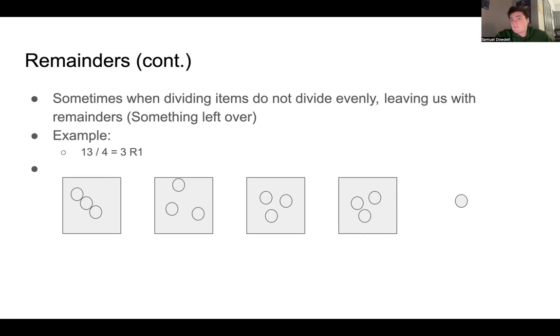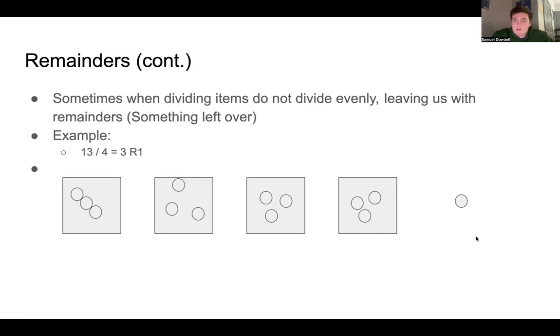If we have 13 cookies and want to divide them among 4 people, we can give each person 3 cookies. We know that because when we had the 12, everyone got 3. We can give everyone 3 cookies because 4 can go into 13 3 times. 4, 8, 12. That leaves us with 1 cookie left over here.